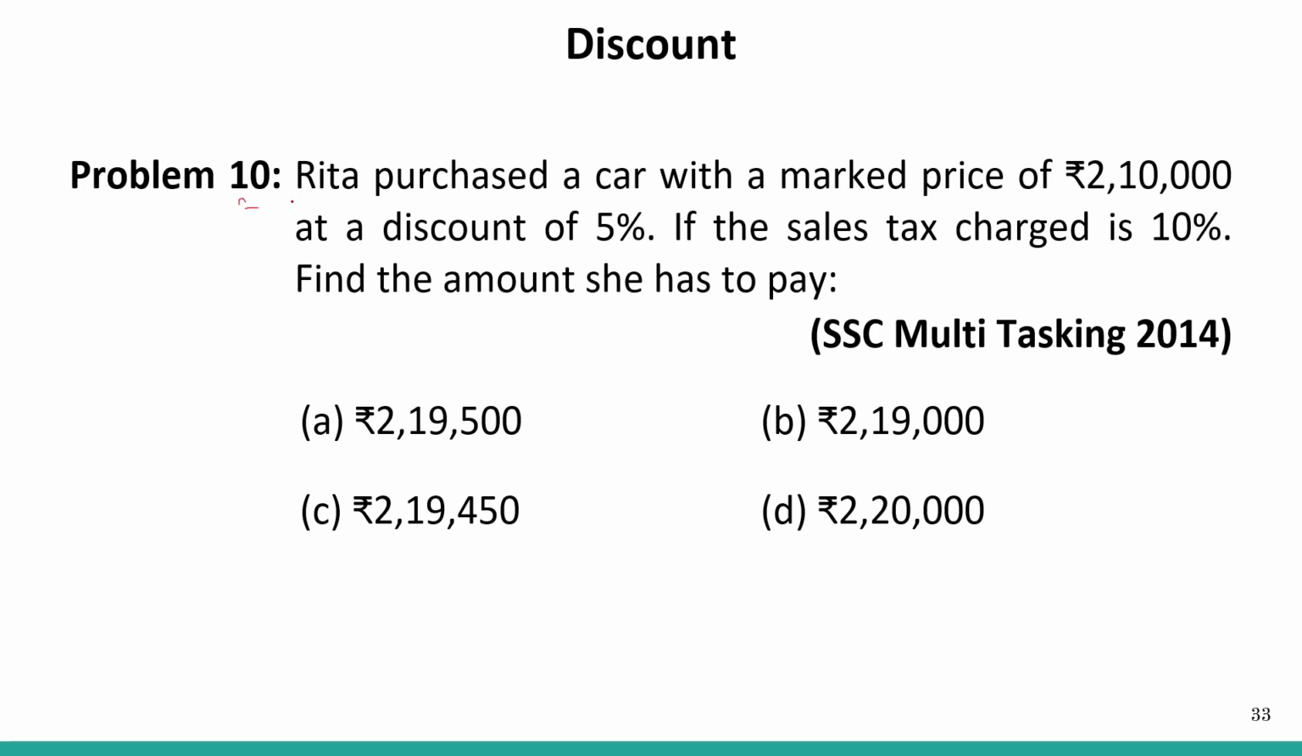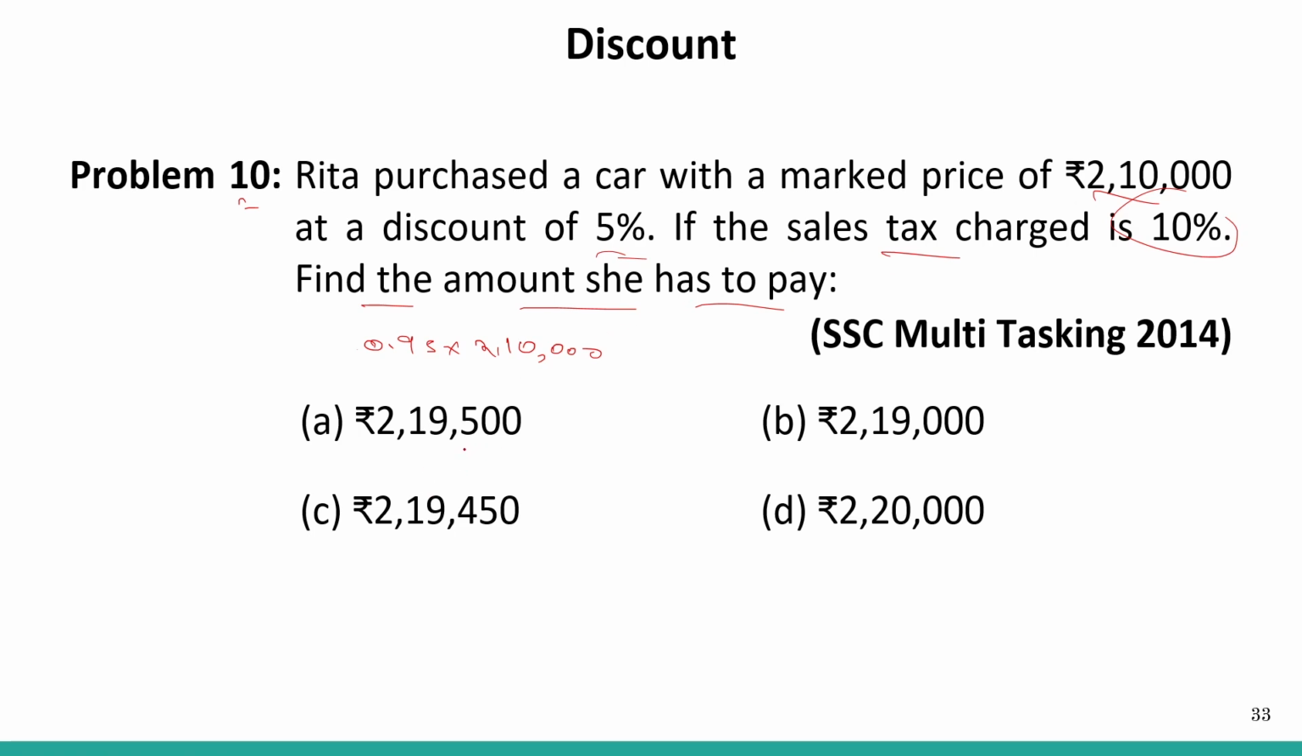So let's see problem number 10. So Rita purchased a car with a mark price of 2,10,000 rupees at a discount of 5%. So if the sales tax charged is 10%, then find the total amount she has to pay. Okay. So given that, what we want is the price of the car after 5% discount. So it will be 0.95 into 210,000, right?